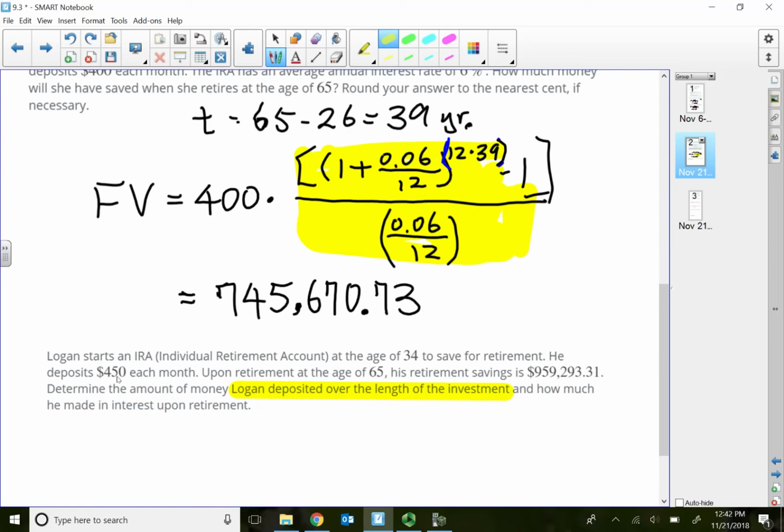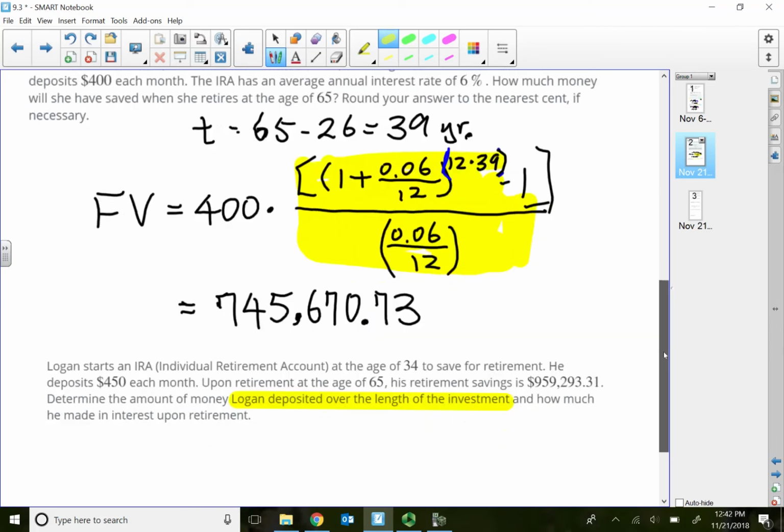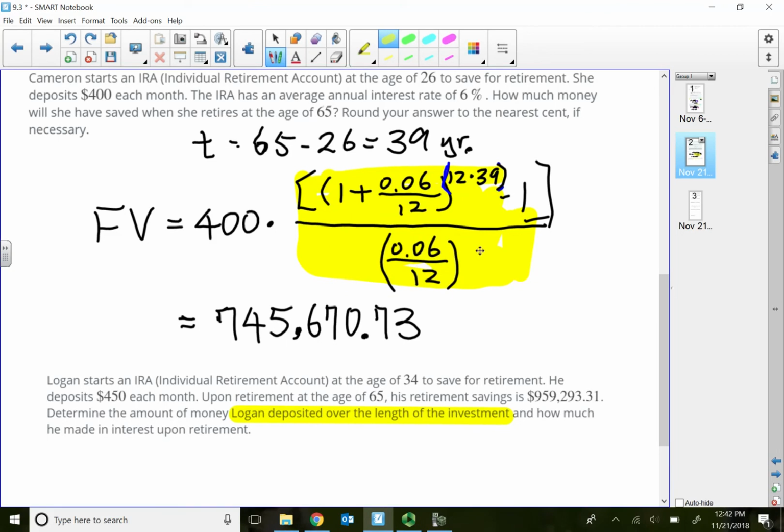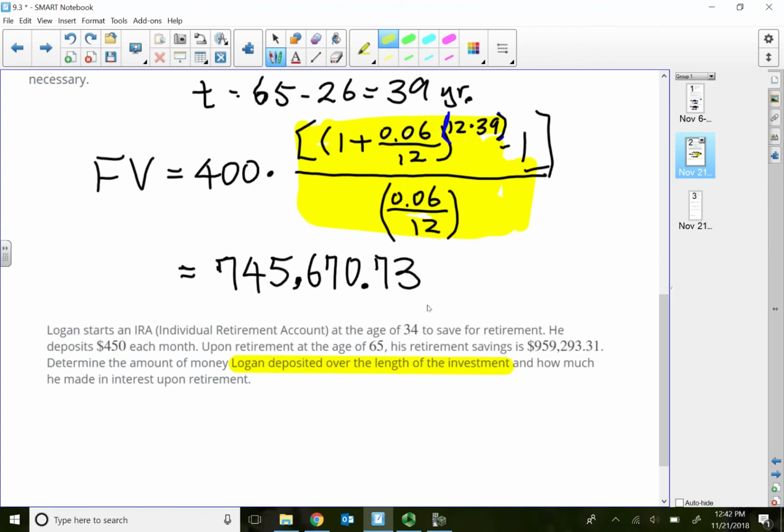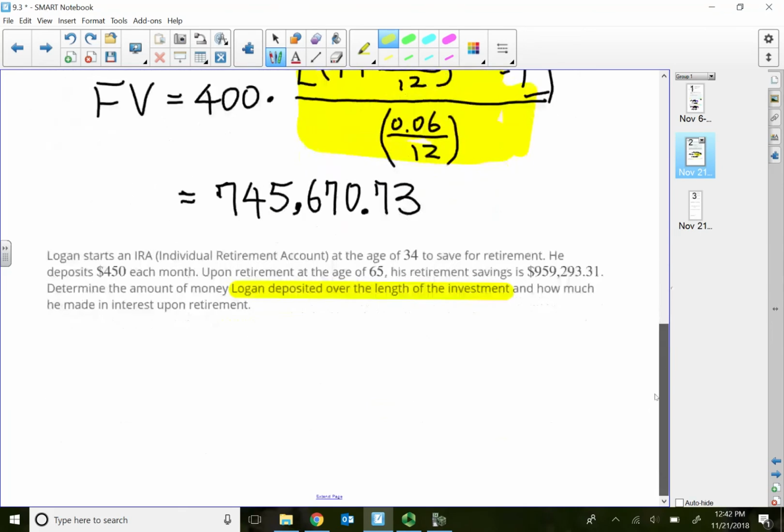Because when Logan only deposits $450 each month, there's no way he deposited enough money to become $959,000. So when it comes to investment using compound interest, it's the interest plus the principal month after month that allows us to eventually grow into this humongous amount of money. But as far as how much money we put in, it's not even close to what it can grow into. That's why, when we talked about the compound interest formula before, I kept using the phrase that compound interest is basically an exponential explosion on your money. So for this problem, I need to find out how much money Logan deposited and how much he made in interest upon his retirement.